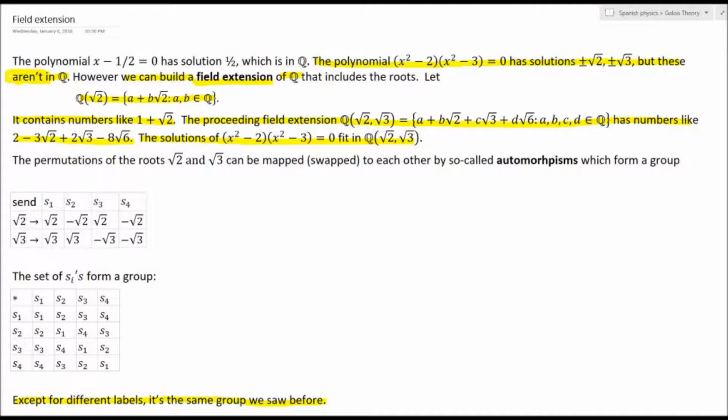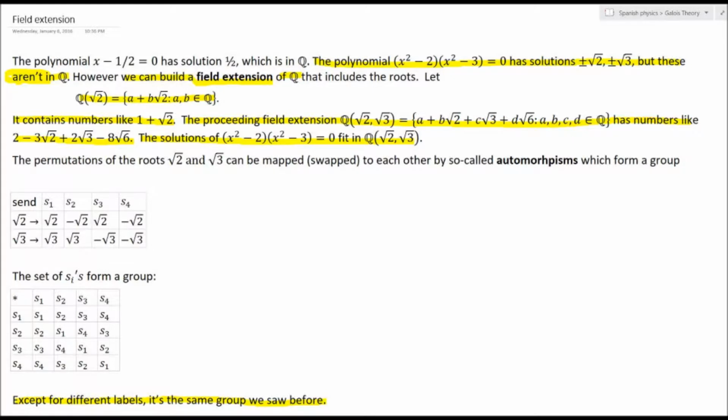Again, continuing with the group idea, let's have in the table below square root of 2 and square root of 3 mapped to themselves, S1, or mapped to minus the square root of 2, square root of 3, that would be S2, or mapped according to S3, or mapped according to S4, where square root of 2 is mapped to its negative and the square root of 3 is mapped to its negative. If you start forming products of these, you will notice that they form a group.